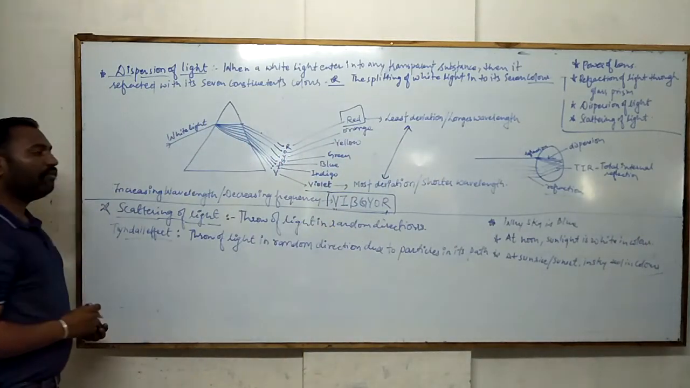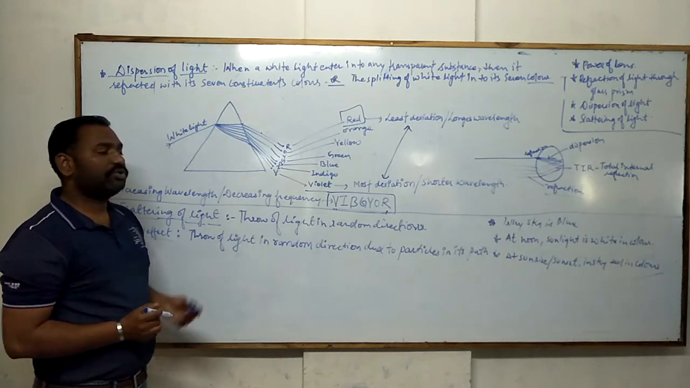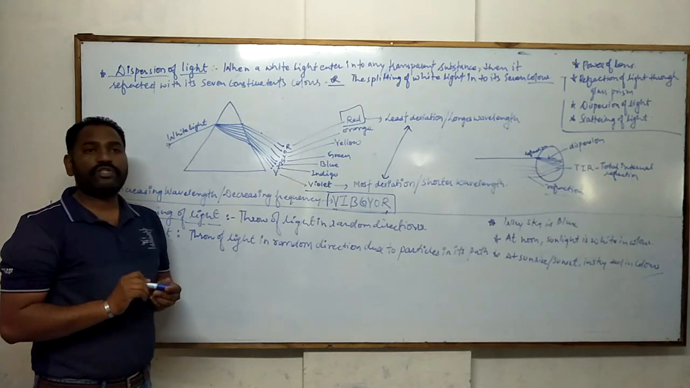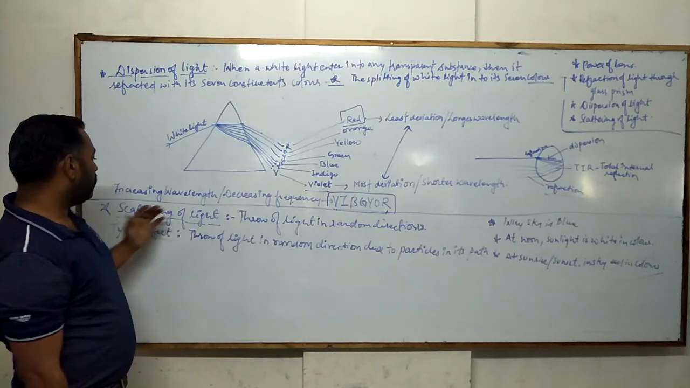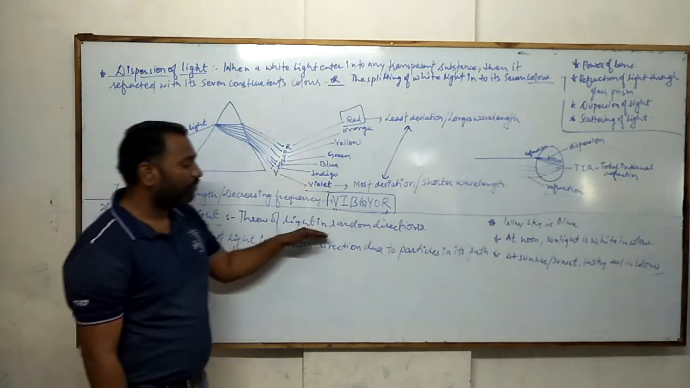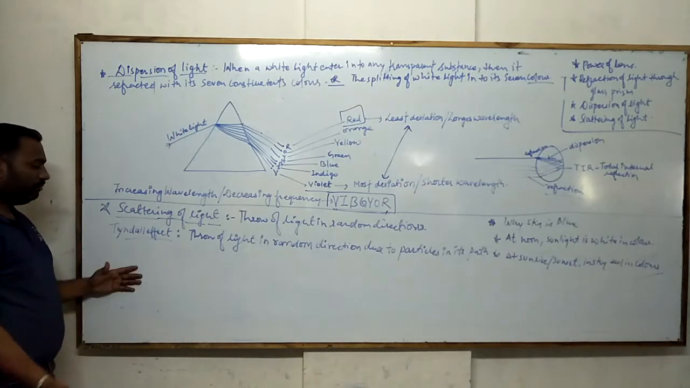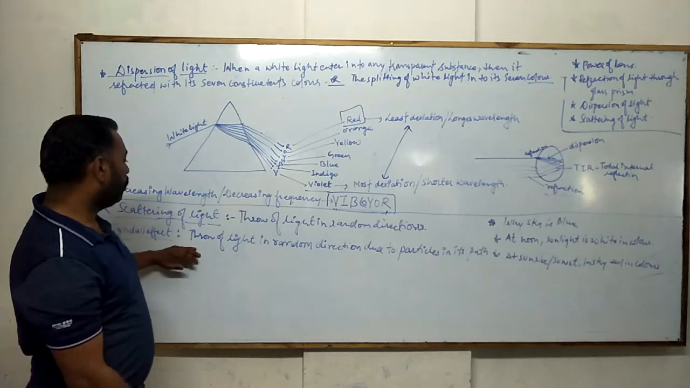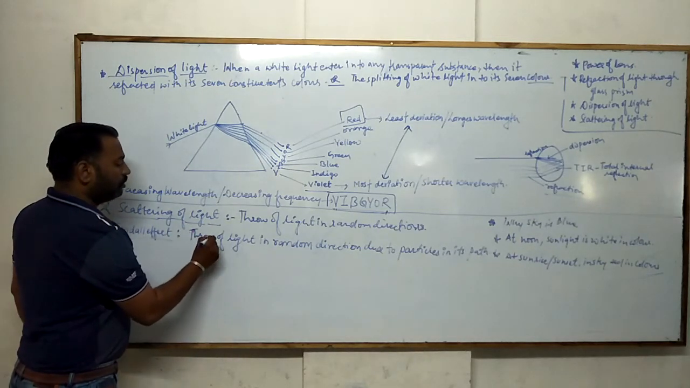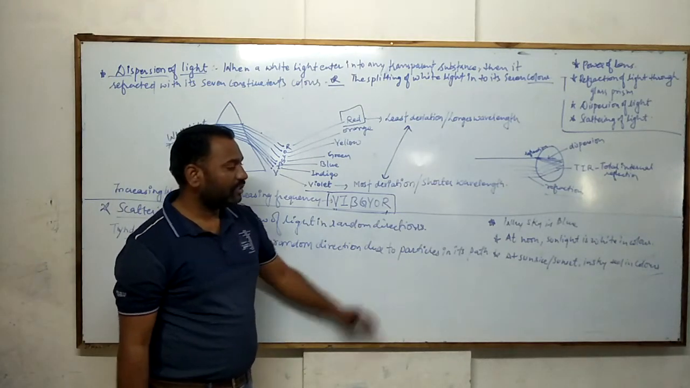Now there is scattering of light, that is, the throw of light in random directions, and this scattering is generally seen in the forest area, in the canopy of the forest. So they are just showing the scattering of light. It means the throw of light in a random direction. Light can be thrown in any direction, and this is the Tyndall effect: throw of light in random directions due to particles in its path.